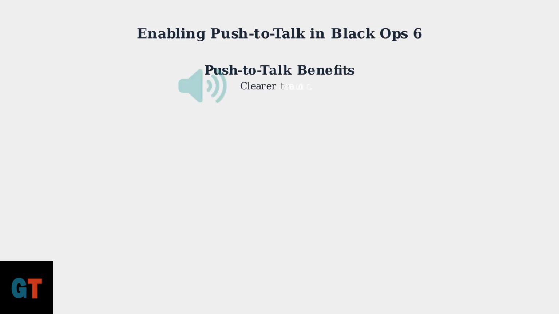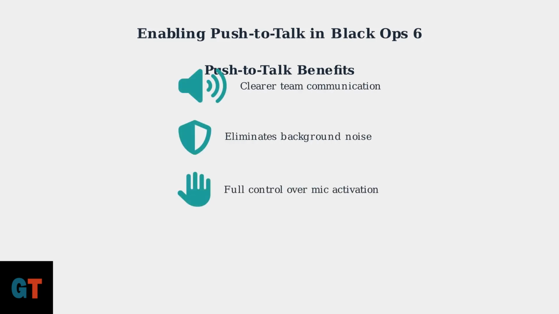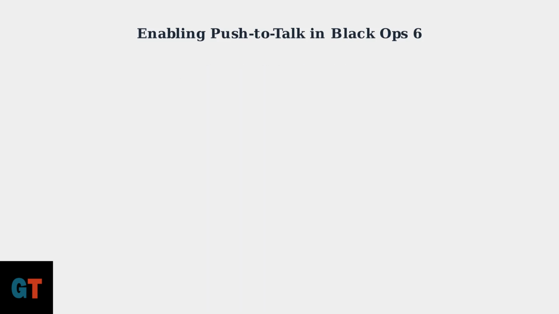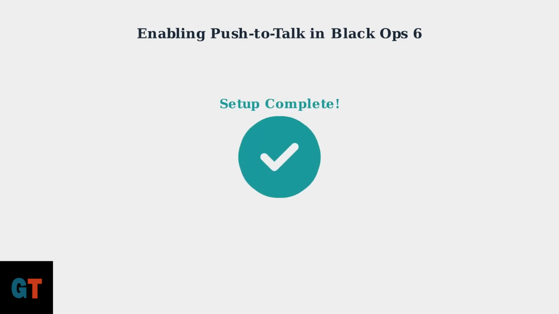Once you've enabled push-to-talk mode, you'll notice immediate benefits in your gameplay communication. Your teammates will hear you more clearly without background noise, and you'll have complete control over when you're transmitting audio during intense gaming moments. Remember, after enabling push-to-talk, you'll need to set up your preferred key or button binding. This is covered in the next section, but the important thing is that you now have push-to-talk mode activated and ready to configure.